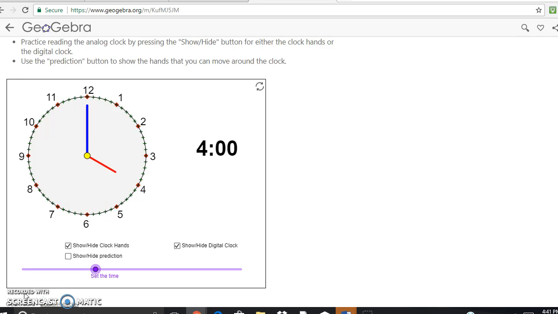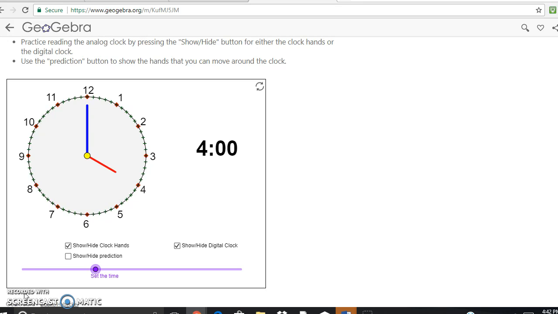Let's do a quick review of what we learned. I asked the class, what is the meaning of time? We decided that time is the moment that something happens. We also defined what a minute is. A minute is made up of 60 seconds.